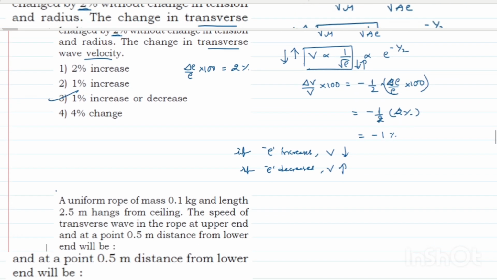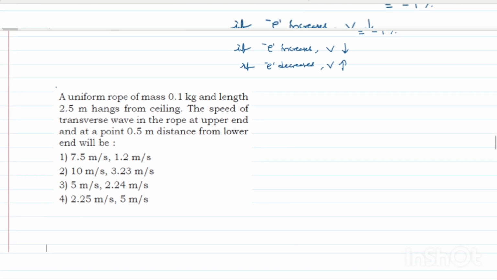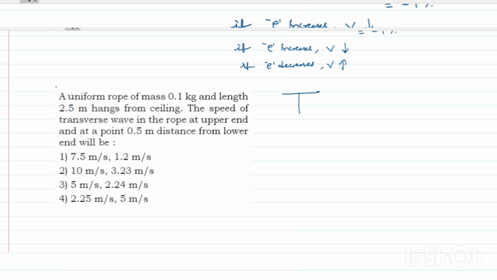Let us see the next question, students. A uniform rope of mass 0.1 kg and length 2.5 meters is given. This rope hangs from the ceiling, which is a rigid support. The speed of the transverse wave in the rope is asked at the upper end and at a point 0.5 meters away.